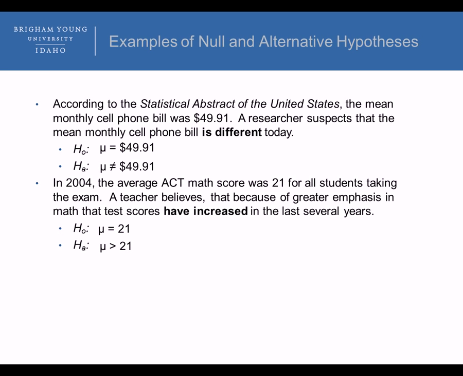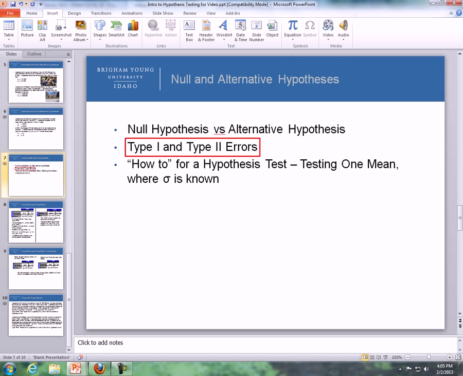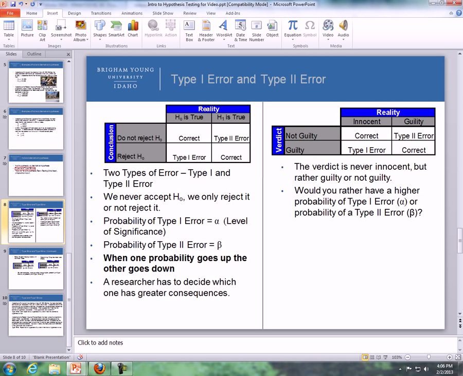Okay? So now what I'd like to cover is type 1 and type 2 errors. I'll go to this grid here, where it explains what a type 1 and a type 2 error is. There are two possible errors that we can commit when we're doing a hypothesis test. One is a type 1 error, where we reject the null hypothesis when in reality the null hypothesis is true.